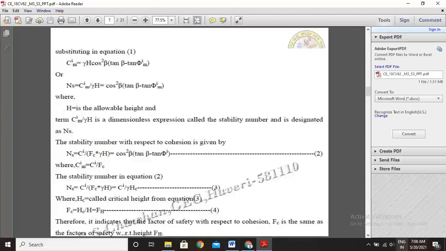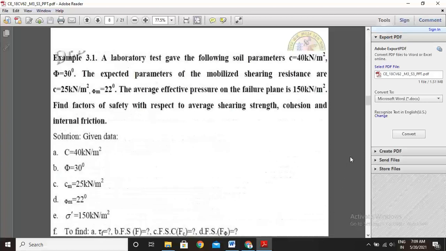Now based on this theory, that is session 1 to session 3, after clearing the basic concepts of stability of slopes, how stability is calculated based on the given data, that is, while seeing the numerical problem, is the next part. See, this is the first problem of the stability of slopes module.